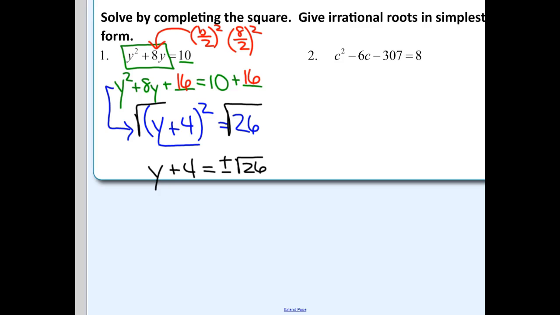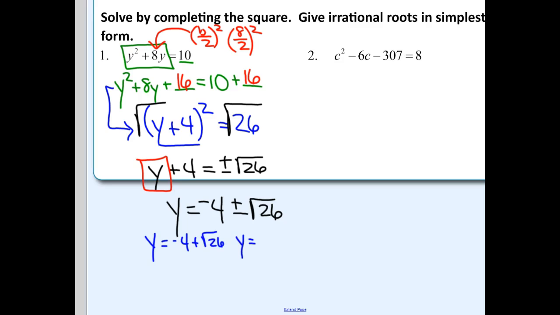And now y isn't alone yet. So who do I need to move to get y alone? That's right, 4. So we're going to say y equals negative 4 plus or minus the square root of 26. Now, believe it or not, that is your answer. If you looked it up in the back of the book, they may have said this: y equals negative 4 plus the square root of 26, and y equals negative 4 minus the square root of 26.